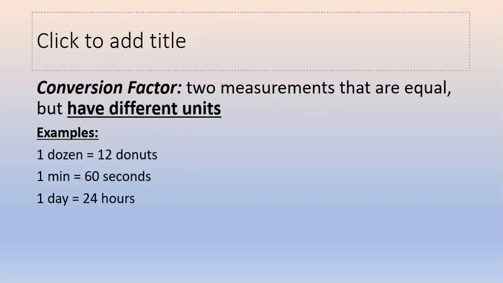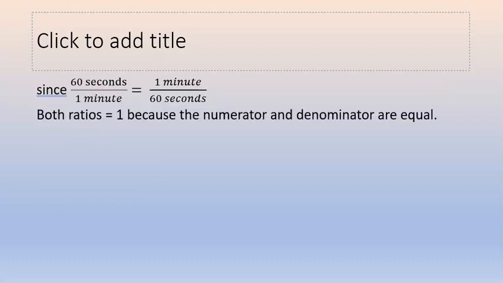And when you talk about conversions, there are basically two measurements that equal each other. 1 dozen equals 12 donuts, 1 minute equals 60 seconds, 1 day equals 24 hours. And as long as the two units equal each other, they actually equal 1. It's just like putting 2 over 2. So 1 minute equals 60 seconds, and 60 seconds equals 1 minute, so therefore they equal each other, and therefore they equal 1. So that's the reason why we can have 60 seconds over 1 minute and 1 minute over 60 seconds, because you know they equal each other.